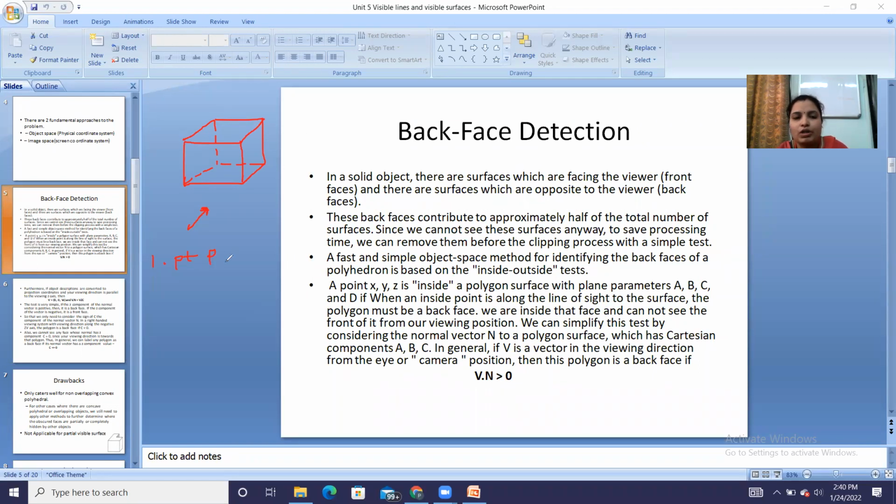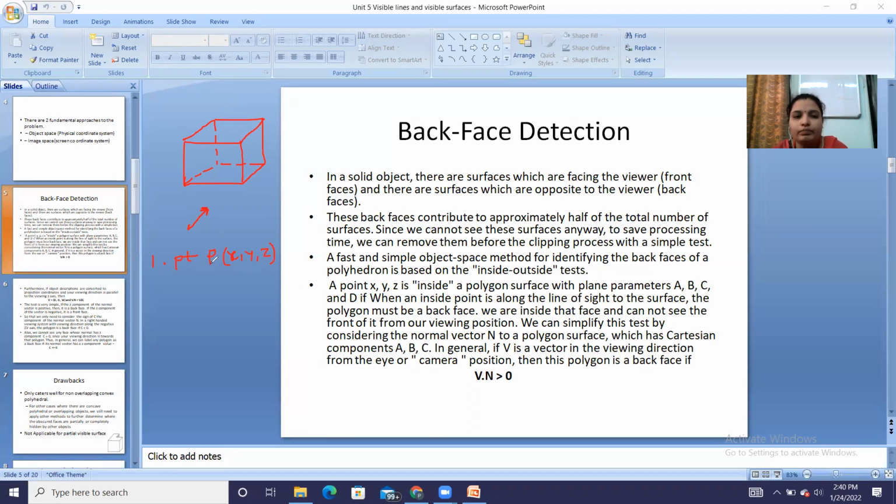Okay, any point P I am going to consider with XYZ coordinates. As it is a 3D diagram, we have 3 coordinates with us. So with a point P with XYZ as coordinates, we are going to check whether that point P is a part of this cube or whether it is lying outside the cube.